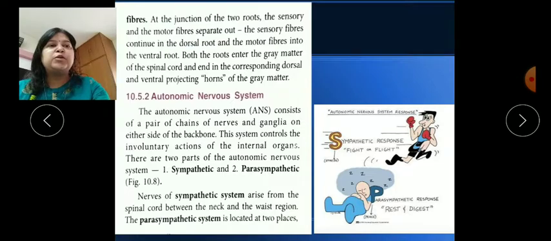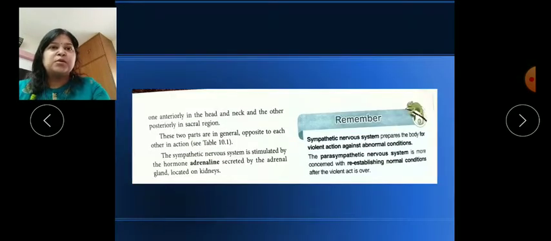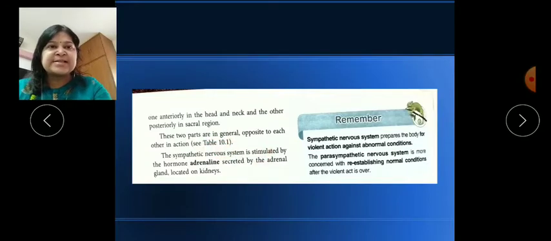is located at two places. One is anterior, in the head and neck. So you should remember the location from where the parasympathetic and sympathetic are coming. These two parts are, in general, opposite to each other in action, as I said.